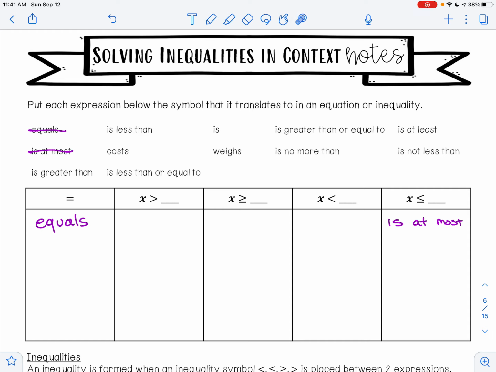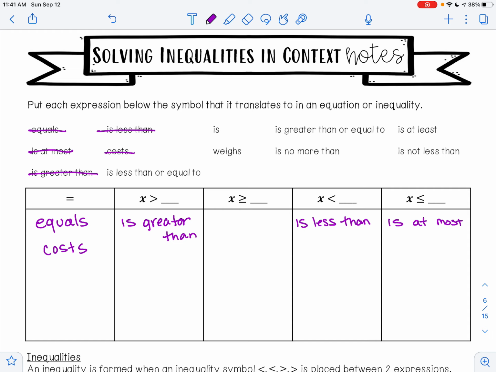In an inequality word problem, if you see the phrase is greater than, and it has to have the is in front of it, so is greater than, then you would have the greater than symbol. If you see the phrase is less than, then that would mean that you would be using the less than symbol. If it says that something costs $5, then that means it equals $5. So costs would be underneath the equal sign.